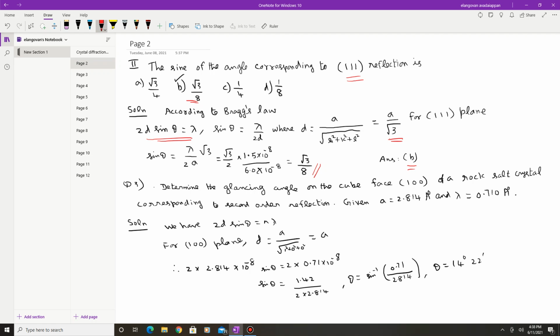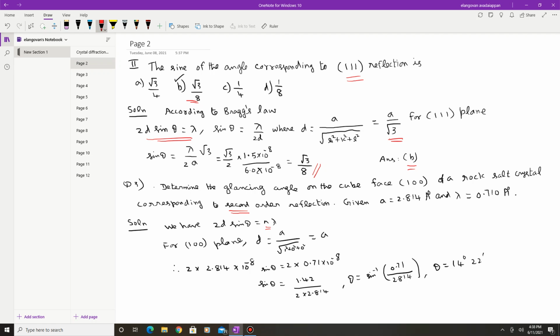Now take the third problem. Determine the glancing angle on the cube face 110 of a rock salt crystal corresponding to the second order reflection. So this is a second order reflection, that is important. So a is given and lambda is given. So here 2d sin theta is equal to n lambda, here n must be 2.